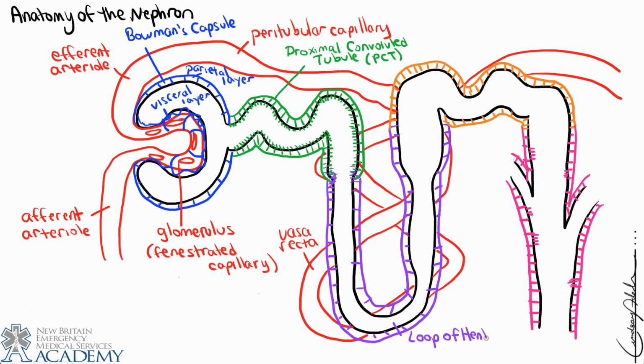So the loop of Henle is shaded in purple, and we actually have several components of the loop of Henle. The left side is the descending limb of the loop of Henle, and then the right side we have the ascending thin limb and then the ascending thick limb. And we'll talk about the differences between what happens at each of those sites, again in a separate section.